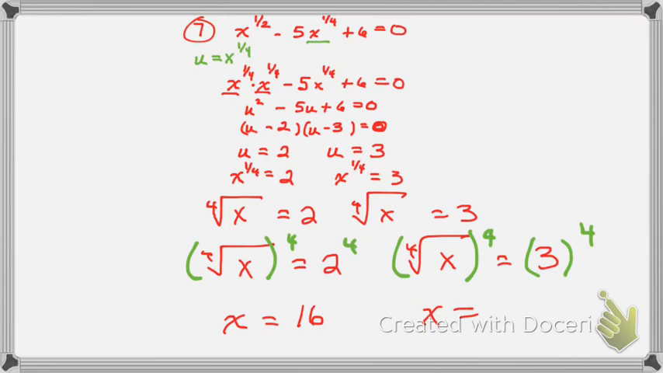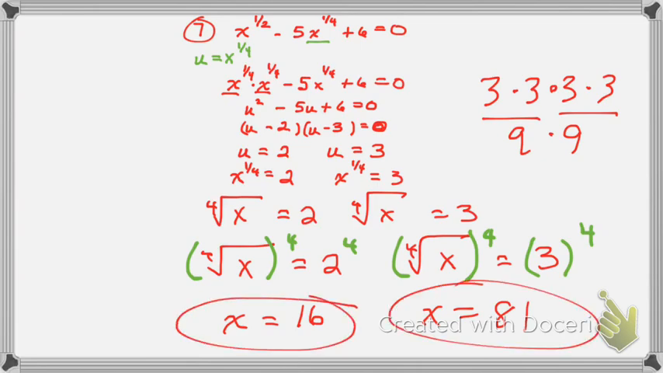Anybody know what 3 to the 4th power is? Nope. 3 times 3 times 3 times 3. That's a 9 and that's a 9, right? 9 times 9 is 81. So 3 to the 4th is 81. Okay, x equals 16, x equals 81. Everybody okay with that? Okay, so now we're done with the u substitution problems.